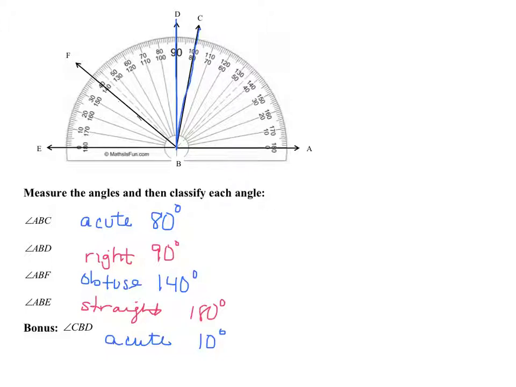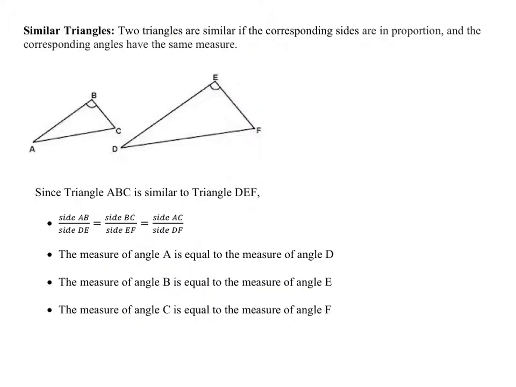Perfect. Moving on. Now we're going to talk about similar triangles and similar figures, but mostly similar triangles. Two triangles are similar if their corresponding sides are in proportion and the corresponding angles have the same measure. So here is the deal. In proportion means that the fractions between the sides are equal.